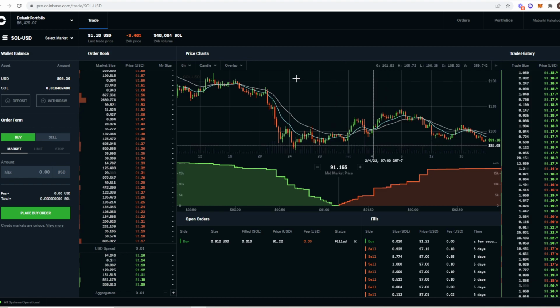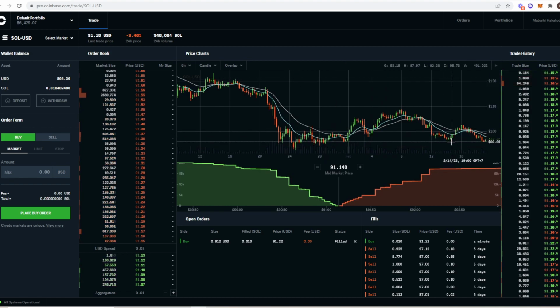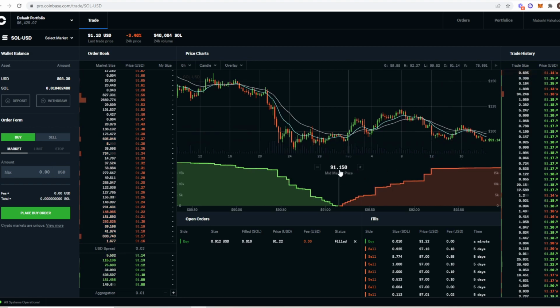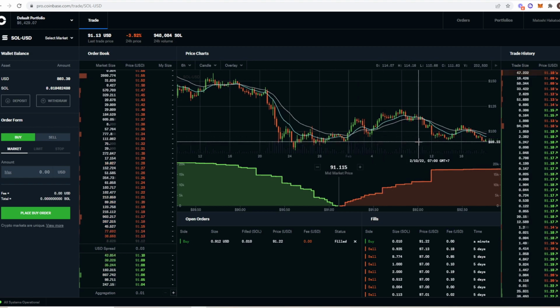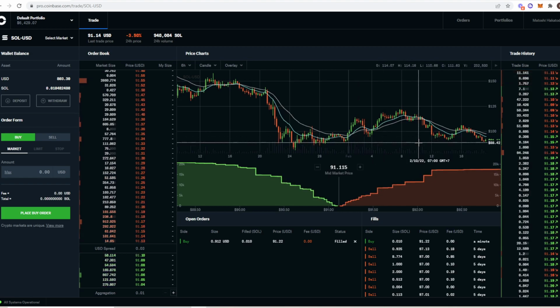But let's say that I want to place a buy order now at 91.15. We can see the difference here. Let's say if I want to place it at, because we're on a 1 hour chart, quite a bit lower, but let's say 89.